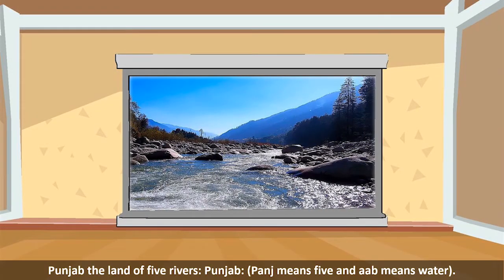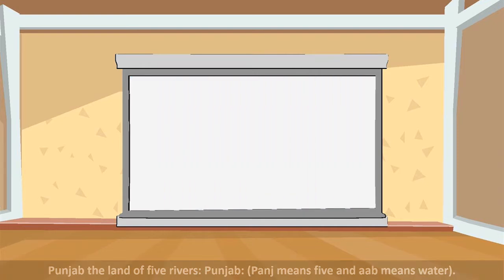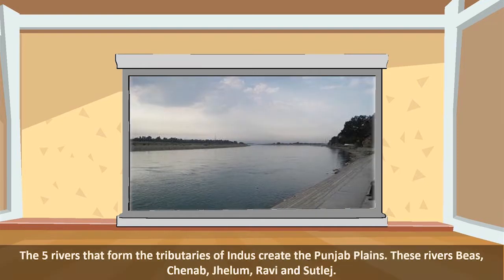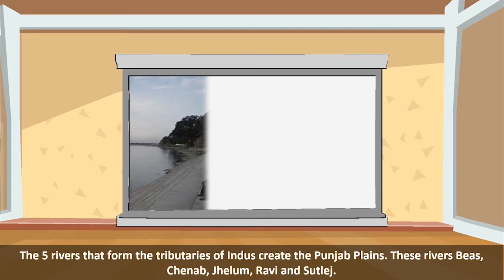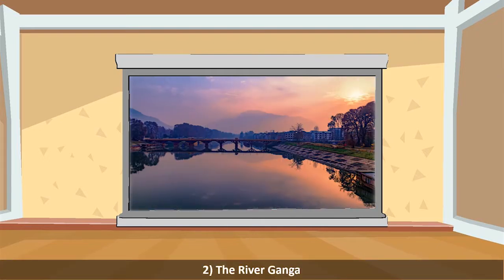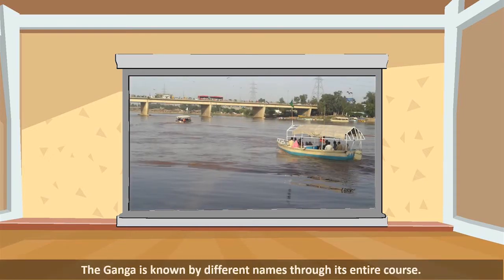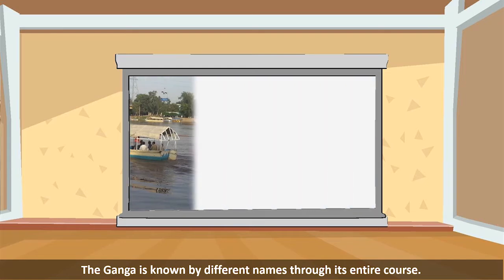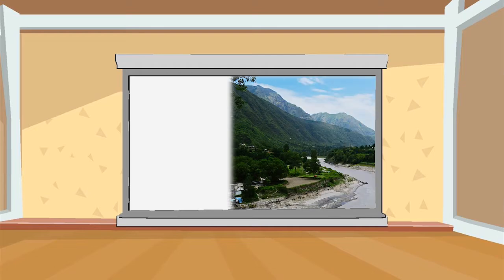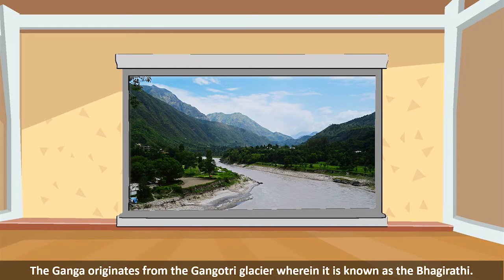The state of Punjab in India is famously known as the land of five rivers. The state receives its name from this characteristic property. The word Punjab can be divided into two parts, Panj and Ab, which mean five and water respectively. The tributaries of Indus form these five rivers known as the Beas, the Chenab, the Jhelum, the Ravi and the Satluj. Let's discuss the holy river Ganga.